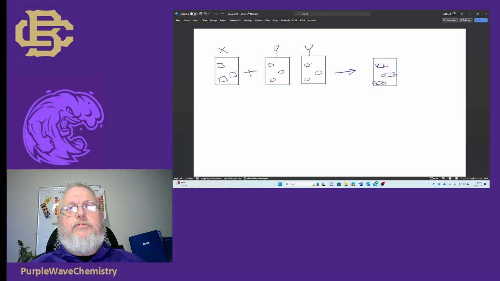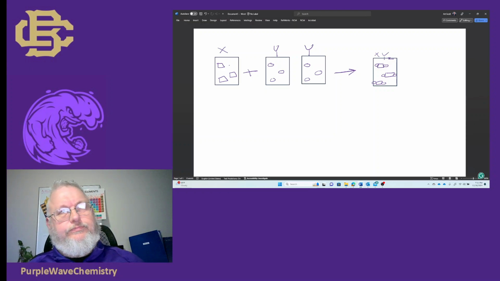I can't draw. So this would be X, Y squared. That's it. Okay. So I have one volume of X, two volumes of Y to form one volume of XY2. And of course, I just drew it like that.